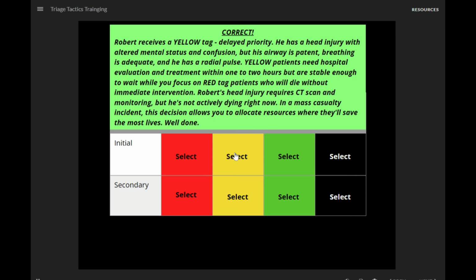Correct. Robert receives a yellow tag. Delayed priority. He has a head injury with altered mental status and confusion, but his airway is patent, breathing is adequate, and he has a radial pulse. Yellow patients need hospital evaluation and treatment within 1 to 2 hours, but are stable enough to wait while you focus on red tag patients who will die without immediate intervention. Robert's head injury requires CT scan and monitoring, but he's not actively dying right now. In a mass casualty incident, this decision allows you to allocate resources where they'll save the most lives. Well done. Click Next to continue.